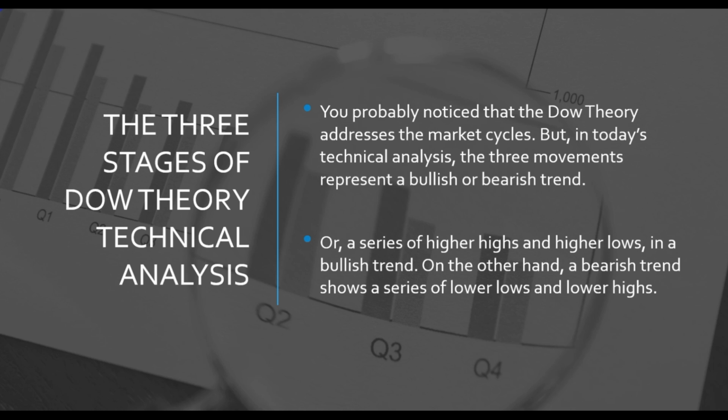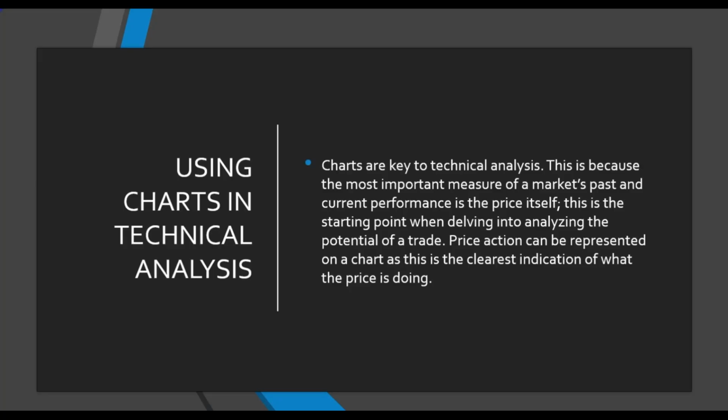You probably noticed that Dow Theory addresses the market cycles, but in today's technical analysis, the three movements represent a bullish and a bearish trend, or a series of higher highs and higher lows in a bullish trend, or on the other hand, a bearish trend, a series of lower lows and lower highs.